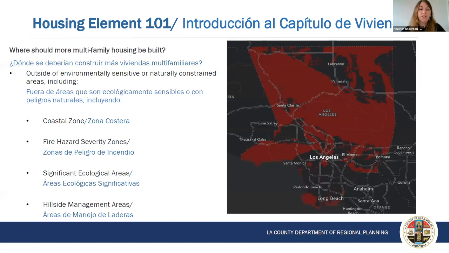First, to ensure public health and safety and to protect natural resources, sites in environmentally sensitive or naturally constrained areas shown in red on this map, such as the coastal zone, fire hazard severity zone, significant ecological areas, and hillside management areas, are not selected for rezoning, as these areas are not suitable for multifamily housing development. And as you can see, that includes a lot of unincorporated areas.